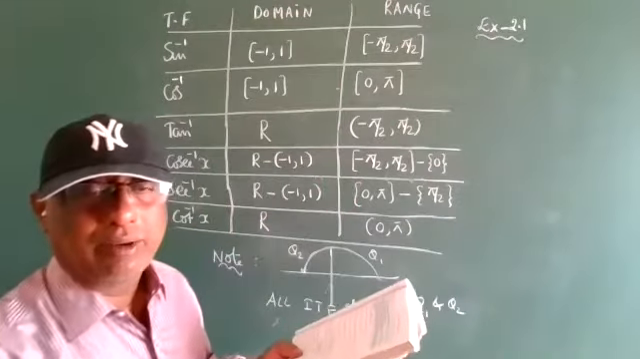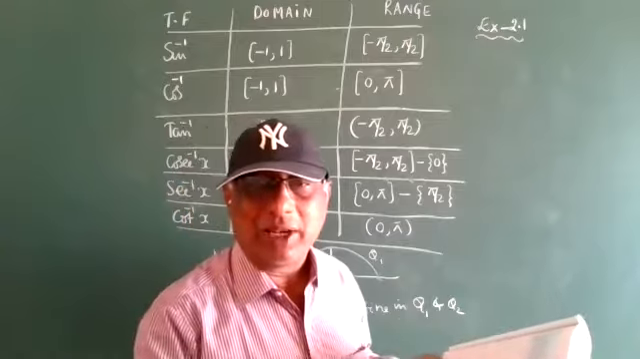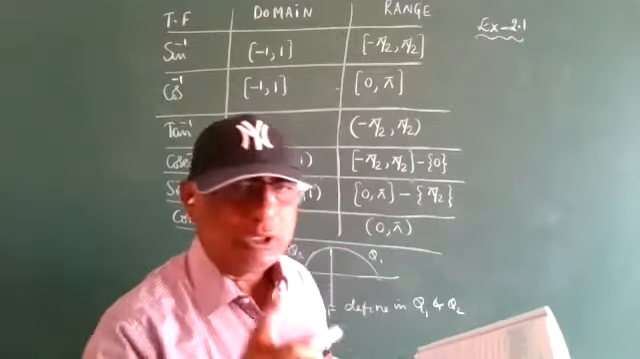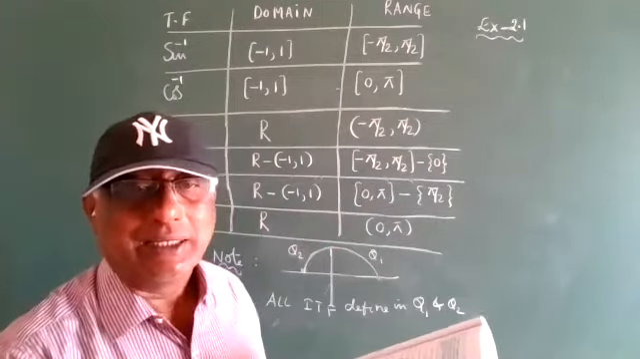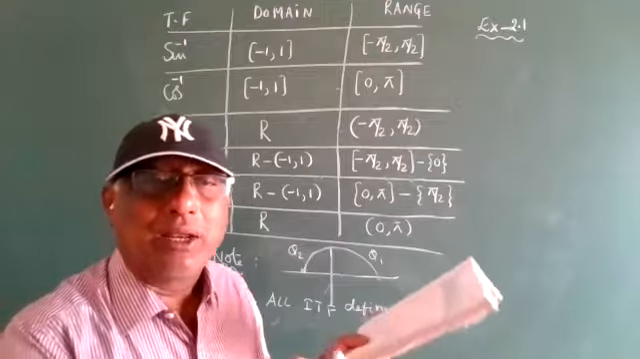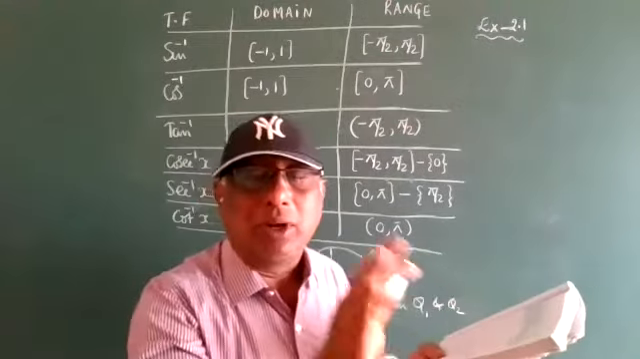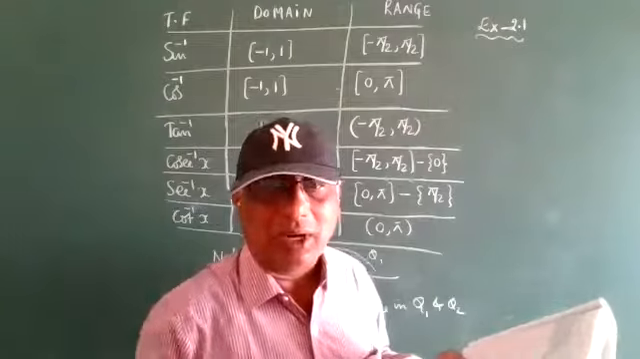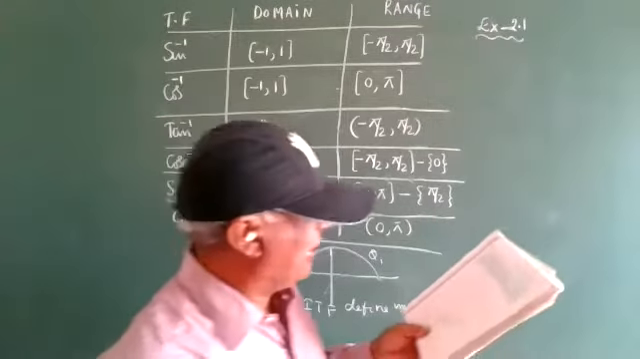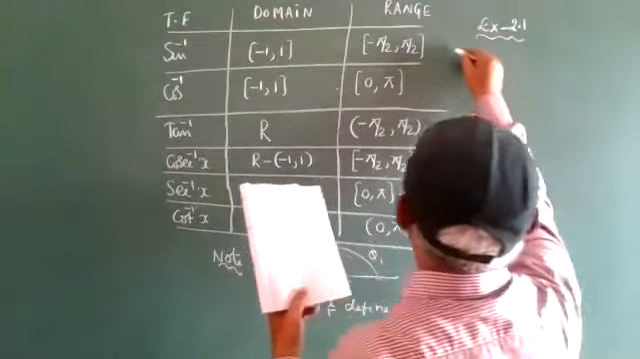Everyone observe the least value. Principal value means the least angle. We define first quadrant, second quadrant, third quadrant, and fourth quadrant, but we should take only the least angle in the first quadrant. Okay? Right. Find the principal value.